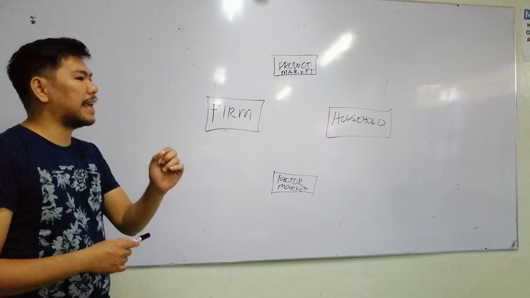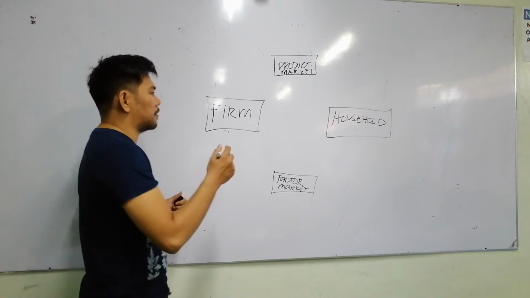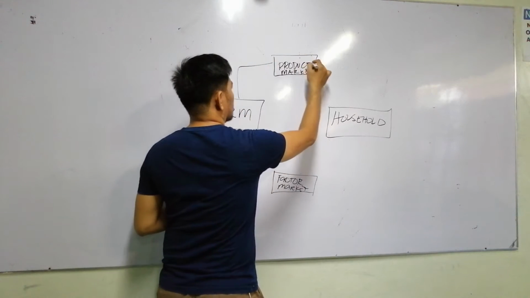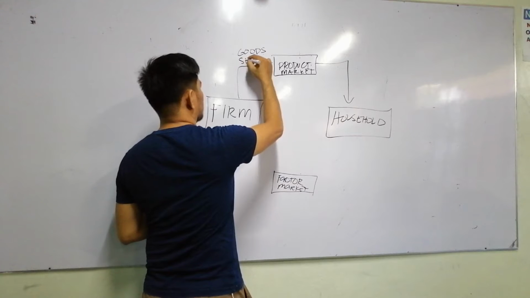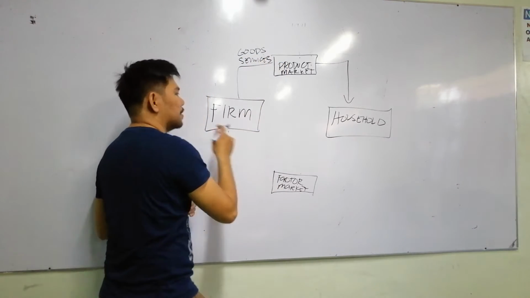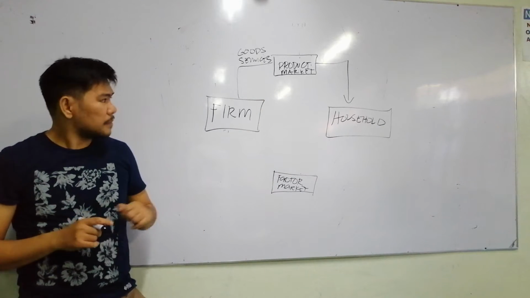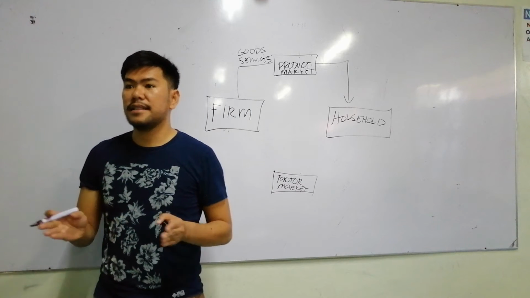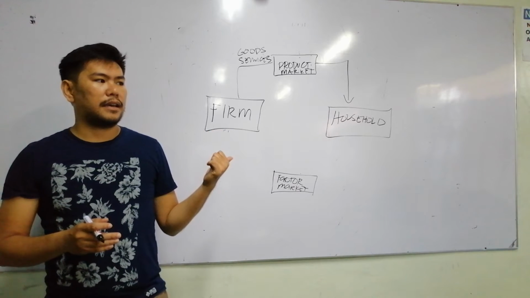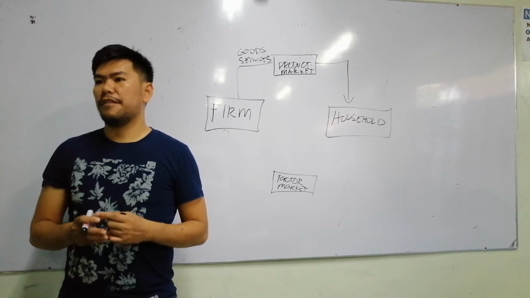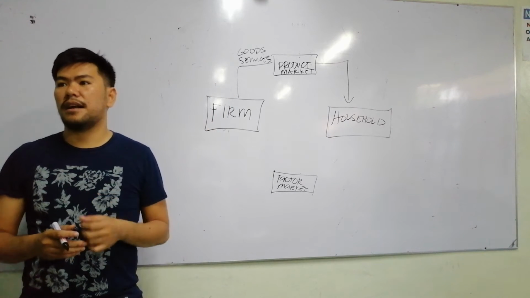There are two main agents involved, okay? The firm and the household. The firm sells something to the household, and that is what we call goods and services. So the firm sells goods and services to the household through the product market. Market, as we all know, is a place where buyers and sellers meet. A school is a market, a pharmacy is a market, we have malls, etc. Those are examples of markets wherein goods and services are being sold.